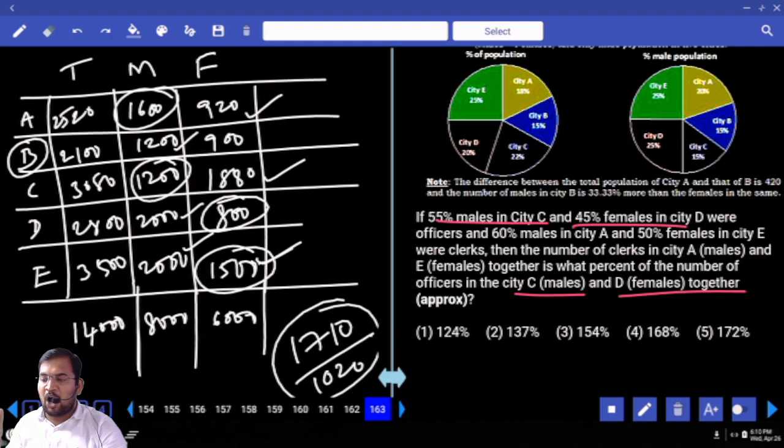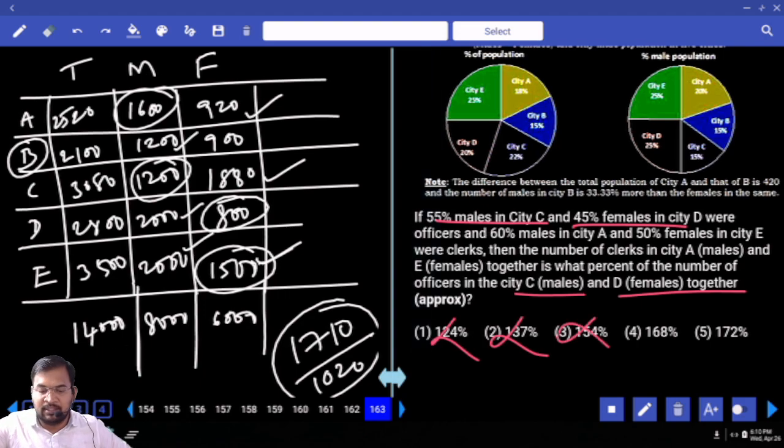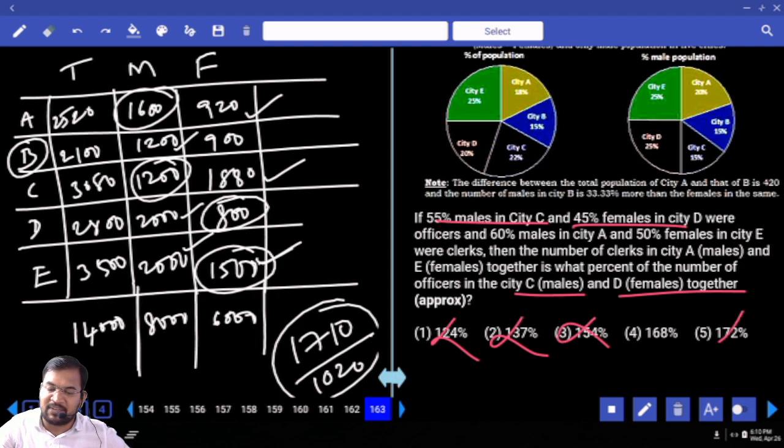1710 is how much percentage of 1020? Then it is more than 150%, right? If you multiply by 100, it's almost one point something, not 172%. If it were 172%, the numerator should be 1720 and the denominator should be 1000. So your answer is, no need to multiply by 100.